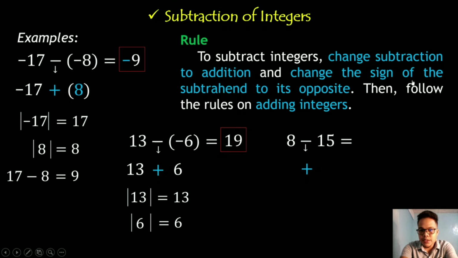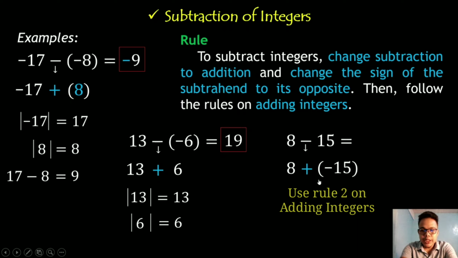And we also change the sign of the subtrahend to its opposite. So yung subtrahend natin dito is 15. Yung additive inverse or opposite ng positive 15 is negative 15. Then we just copy 8. At this point, the integers have different signs. Kaya yung rule number 2 sa adding integers ang susundin natin.